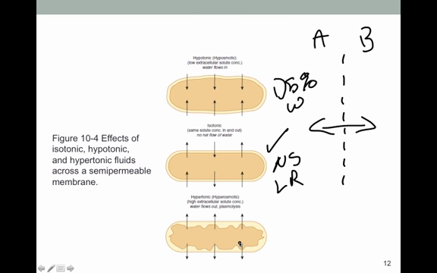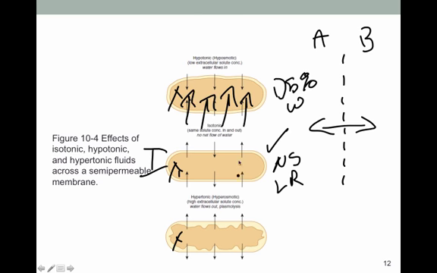Now, with a hypertonic solution, water flows out, and we're talking about the cells right here. So in the isotonic, equal movement. In the hypotonic, it has a net movement inside the cell because the liquid that we're putting in is thinner. And then in a hypertonic solution, let's talk about that one really quick.